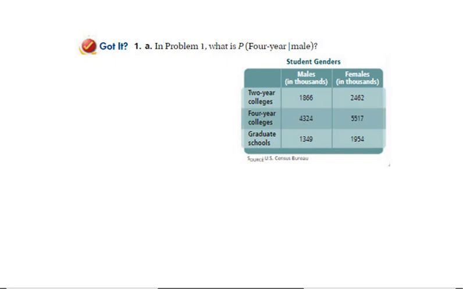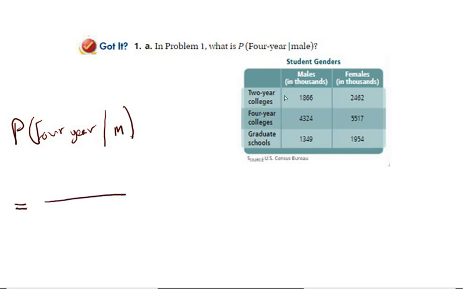Now pause the video for 2 minutes to solve it and check your understanding. Now let's solve it together. In problem 1, what is probability of Fourier given male? This is P of Fourier given male.